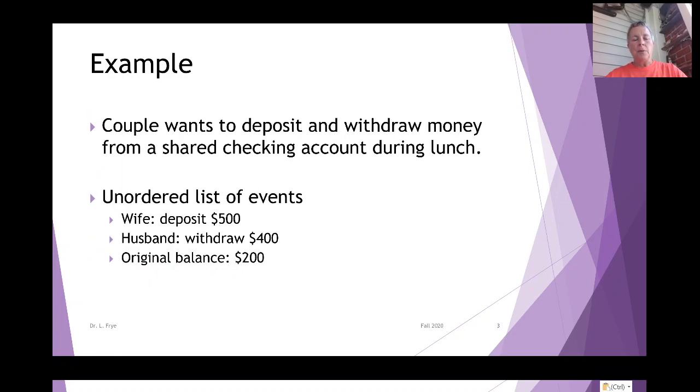Let's look at a basic example. Let's say that a couple wants to deposit and withdraw money from a shared checking account during lunch. So the husband wants to withdraw $400, but there's currently only $200 in the account. So the wife needs to first deposit $500, so there's a little bit extra, and the husband can withdraw the $400. And you can see already, thinking about this, how the order of operations is going to dictate the outcome.